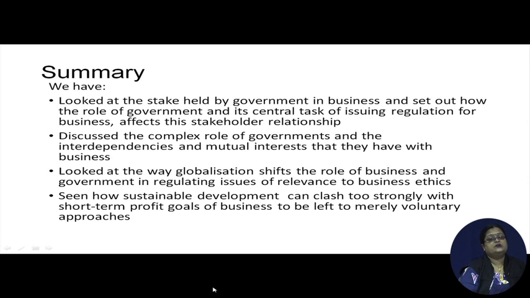With this, we will move on to the summary of today's discussion. In today's discussion, we have focused on the stake held by the government in business and said how the role of the government and its central task of issuing regulation for business affects the stakeholder relationship. We have discussed the complex role of governments and the interdependencies and mutual interests that they have with the businesses. We looked at the way globalization shifts the role of business and government in regulating issues of relevance to business ethics, and we have seen how sustainable development can clash too strongly with the short-term profit goals of business to be left merely to voluntary approaches.